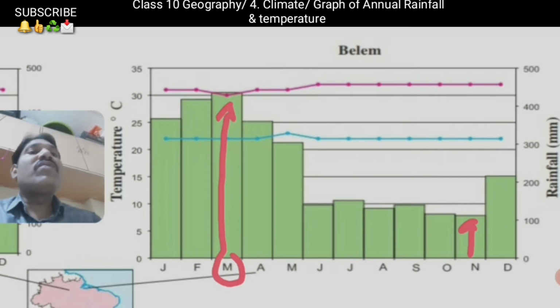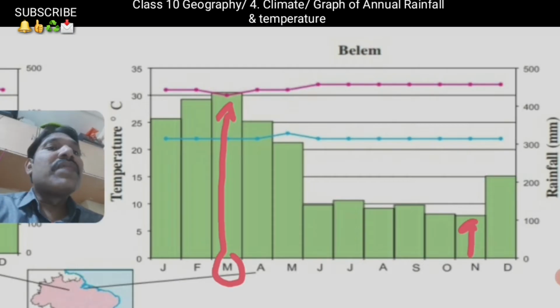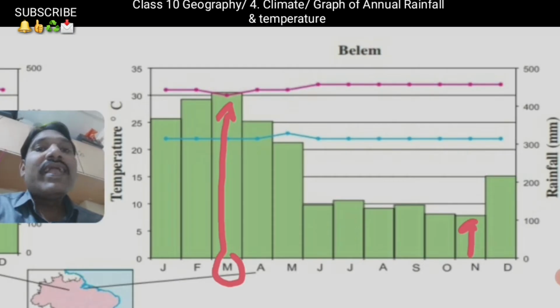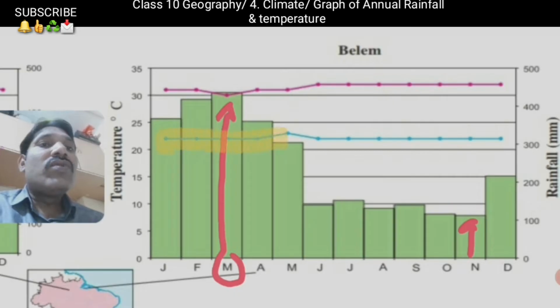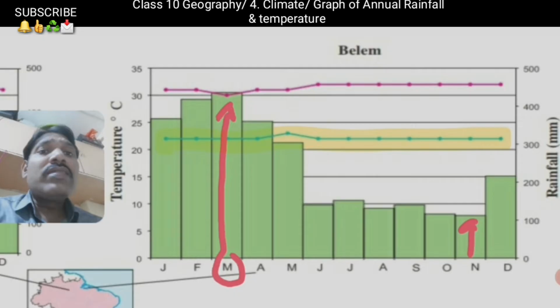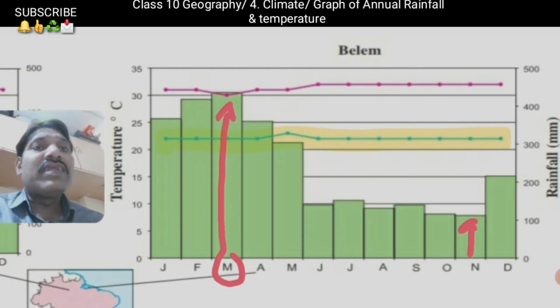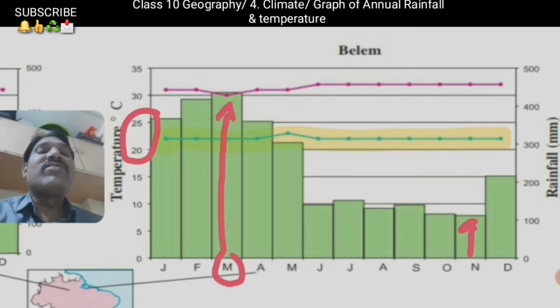Okay, month of March. Okay, students. So the green bar shows the rainfall. Again, here we can see the blue line shows the lower temperature. Now here we can see again the temperature of Belem city lies in between 20 to 25 degrees centigrade. As usual, we have studied the temperature of Manaus city is also the same one.